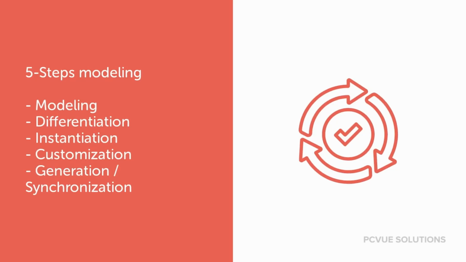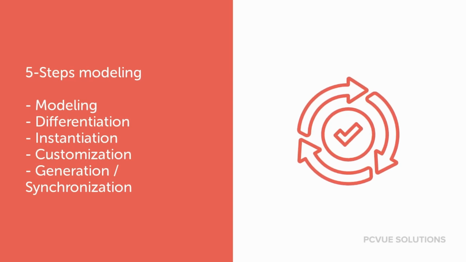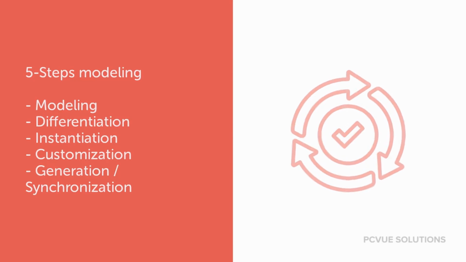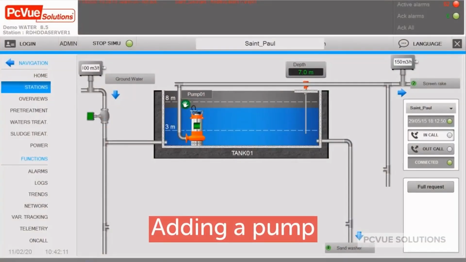The interest of such a tool also lies in its flexibility, and in particular the possibility of adapting the models according to the context and synchronizing the project according to changes over time. The design and maintenance of a project using the Application Architect are possible by following 5 main steps: modeling, differentiation, instantiation, customization, generation, and synchronization. Let's see the example of modeling a pump.